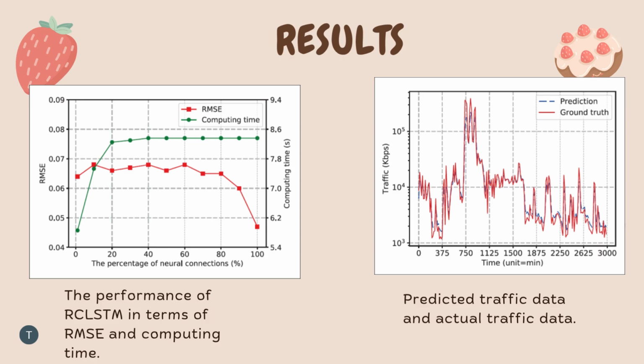Here we can see the results in graph form, where the first graph represents the performance of RC-LSTM in terms of RMSE and computing time. And the second graph represents the predicted traffic data versus the actual traffic data, where the ground truth is denoted with red lines and the predicted data is denoted with the blue lines.